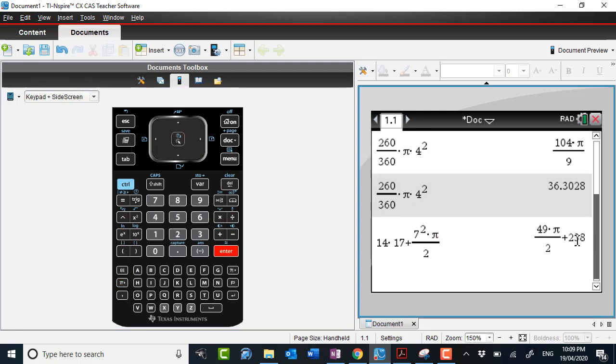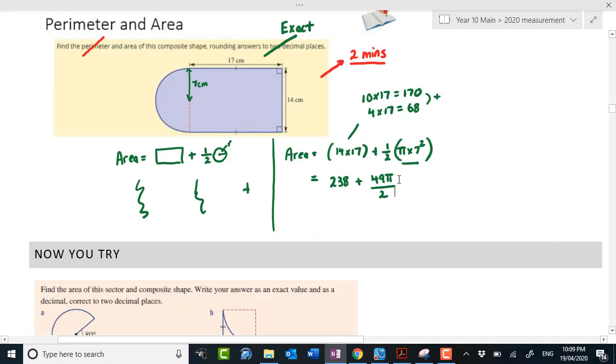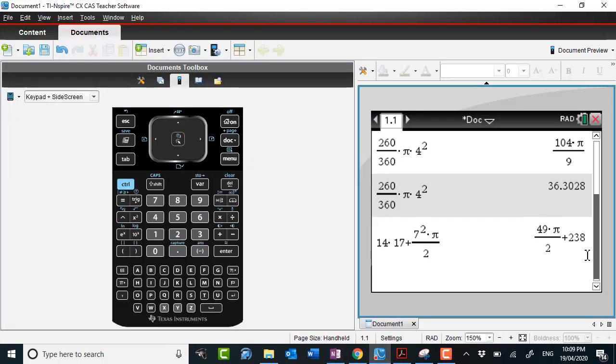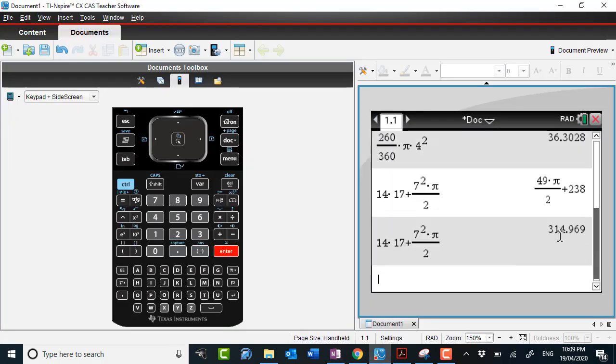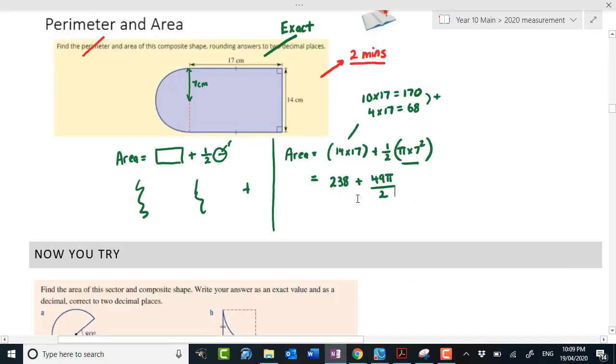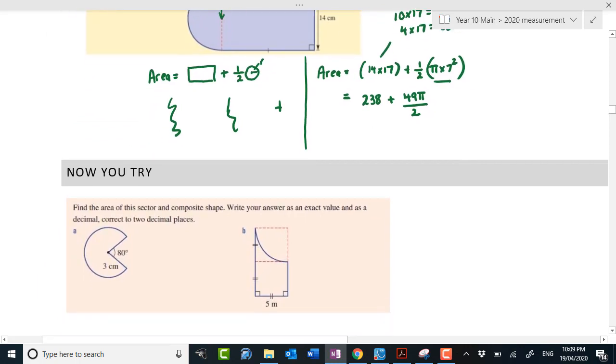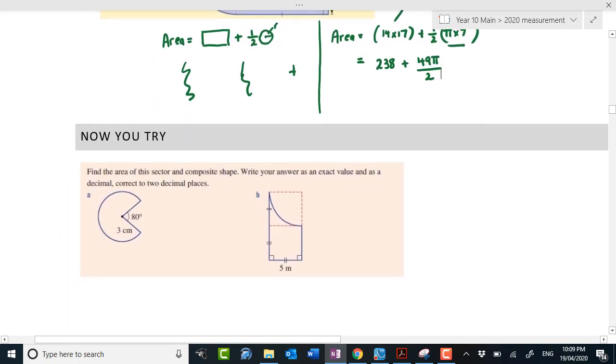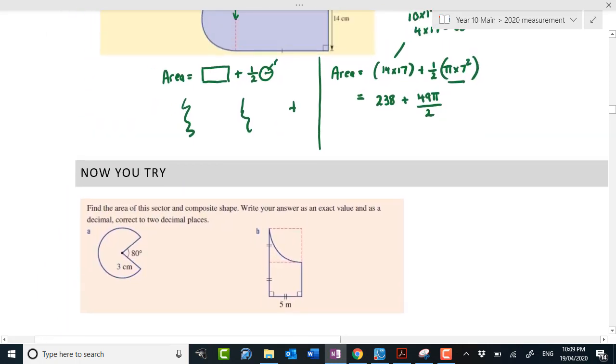Look at that. 238 plus 49 pi on 2. It's exactly what we've got. And yes, if we're asked to find what an exact value is, that's going to be our exact value. Sorry, our decimal approximate. So there you go. This is our exact value. Hopefully you won't have as big numbers to deal with as that, but it can be done.